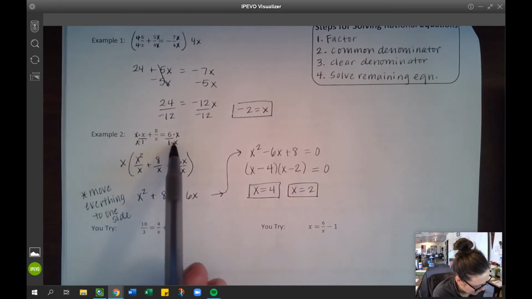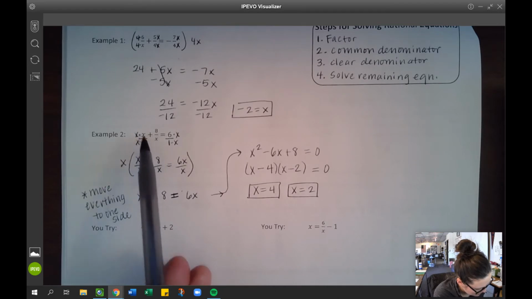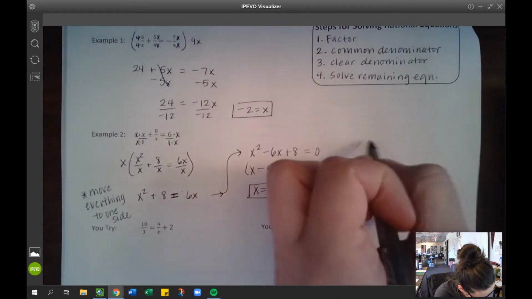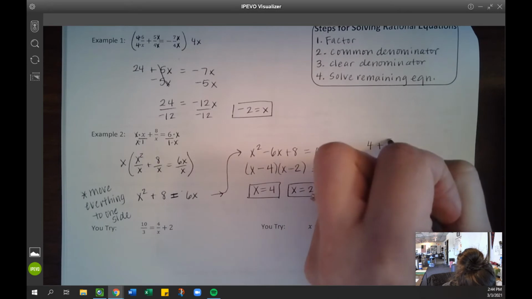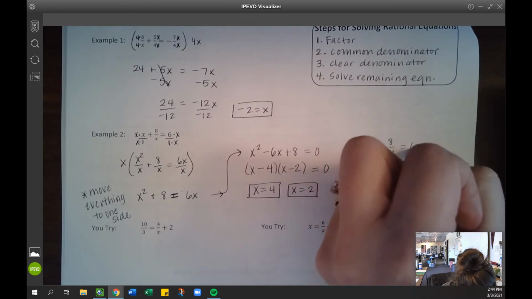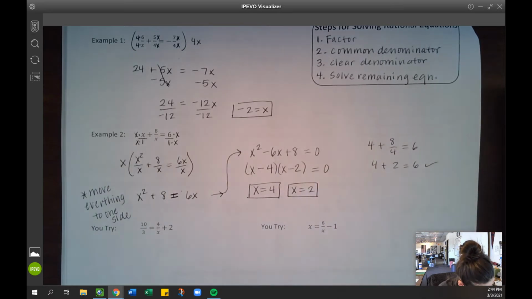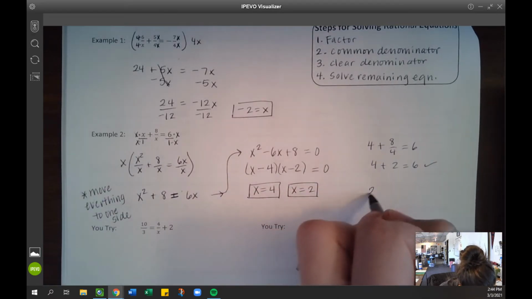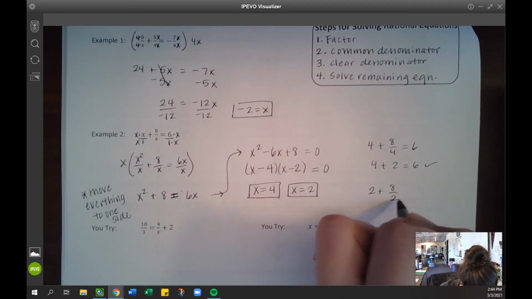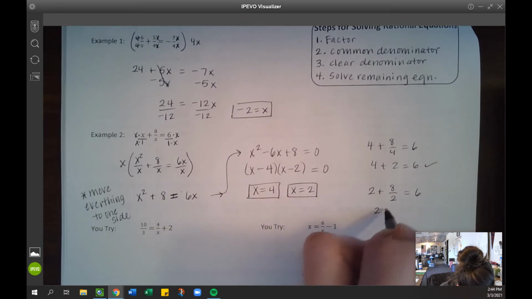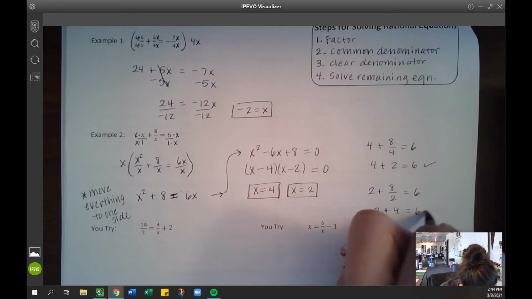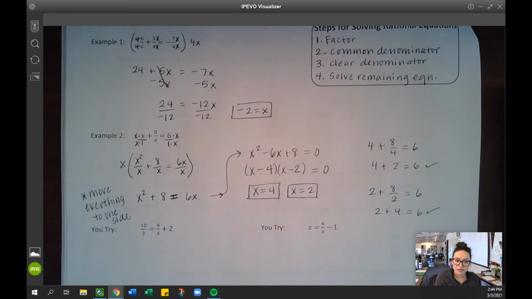So if I were to go back and plug it into my original equation, 4 plus 8 over 4 equals 6. 4 plus 2 equals 6. Yes, that's true. If x is 2, 2 plus 8 over 2, 2 plus 4 equals 6. So yes, both of those work.